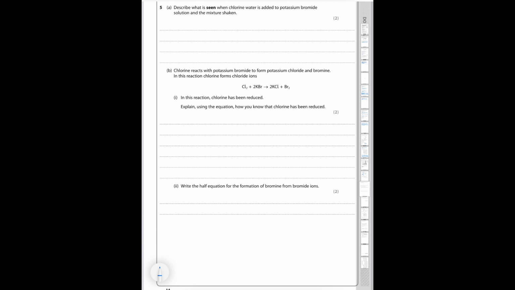So chlorine water is a colourless solution to start with, and when it's added to potassium bromide, which is also a colourless solution to start with, the chlorine displaces the bromide and we get bromine in the water. So bromine water is then an orangey brown colour. So we will see that the colour changes from being colourless to an orange brown colour.